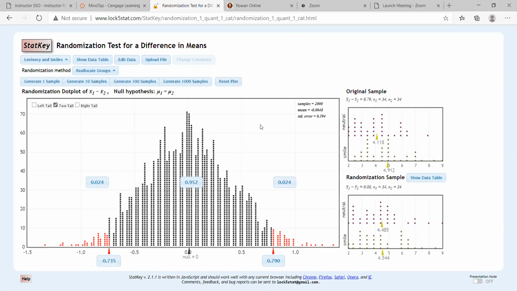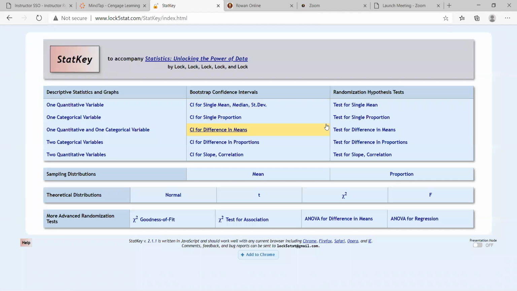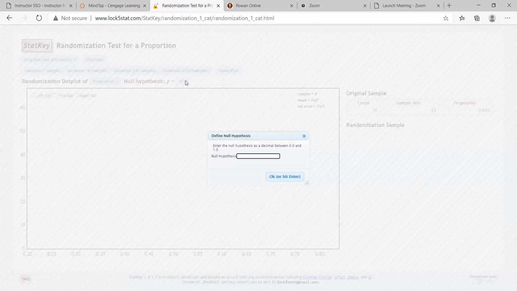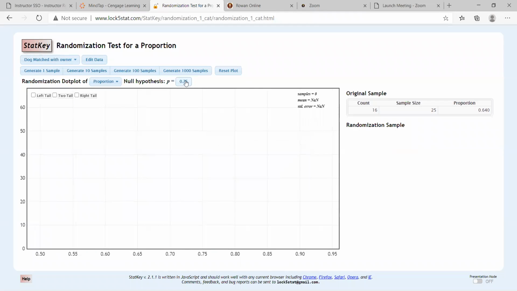Okay. Now, we did a randomization test for means, a randomization test for difference in means. What we're going to do next is we'll do the same for proportions. So we'll do a single proportion first. All right. And suppose our null hypothesis, we'll just create a null hypothesis for our population proportion. Let's assume it's 0.75. All right, so that's going to be our null.